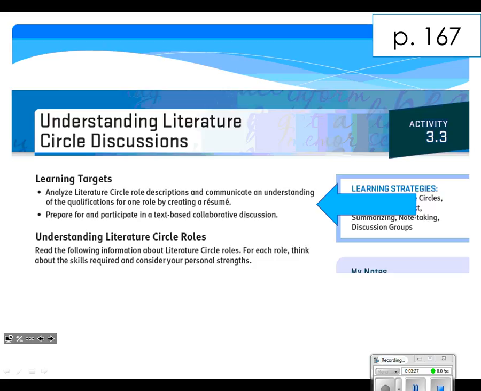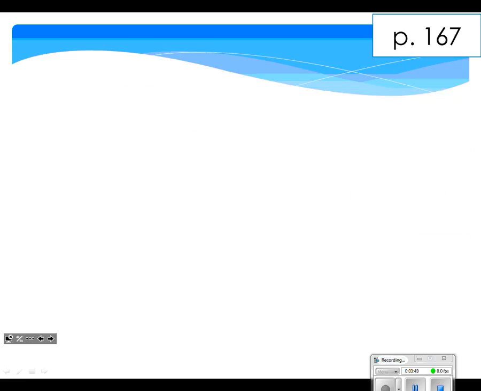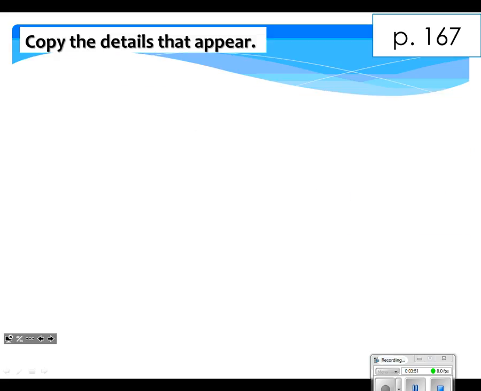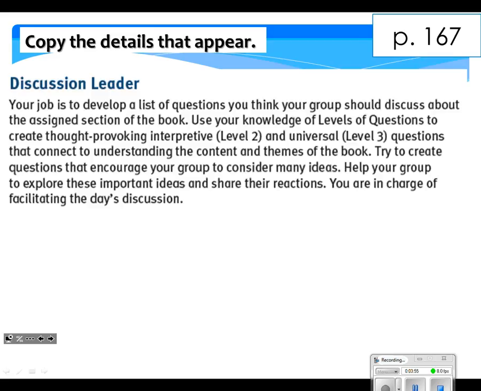Now, the remainder of page 167 is a list of 4 specific jobs with a literature circle. There are 5, but on this page there's 4 of them. So what we're going to be doing is highlighting important information about each job, and I'm going to be giving you characteristics and traits of people who fit those specific jobs best. So you're going to be watching the screen. You're going to be copying any details that appear into your Springboard. All right? Now, the first job we're going to talk about is the discussion leader.